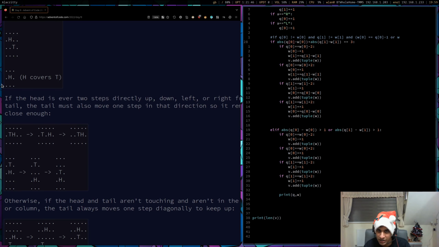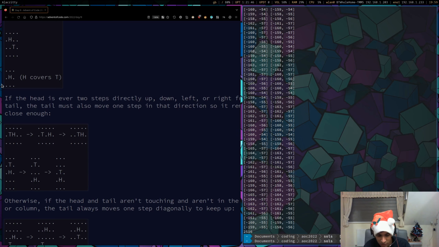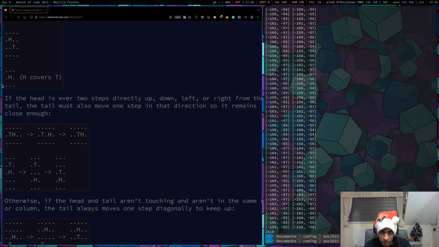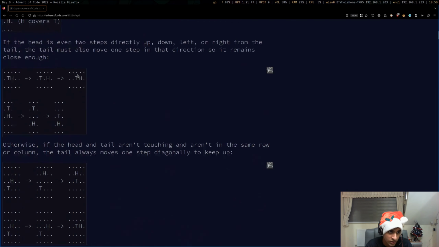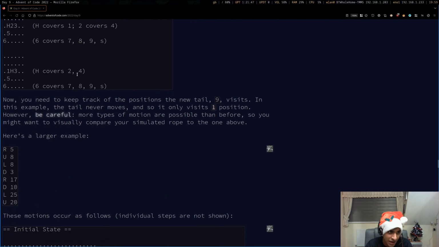Right, so now I've done all of that. I'm basically just simulating through the entire thing. I've done that, and I just print out the number of unique coordinates I've visited just by printing len v. Right, so that was part 1 done. Really nice and fun. And let's move on to, where is it? Man, these scrolls are so long.